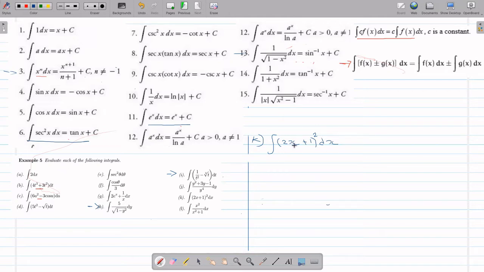Now this one again, normally we use chain rule for differentiation. But again here we don't have a chain rule. So again we have to do an algebraic manipulation.